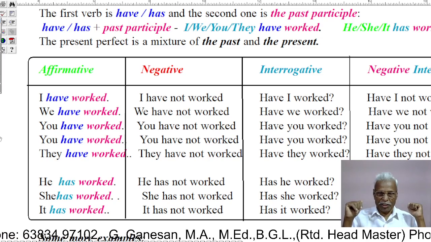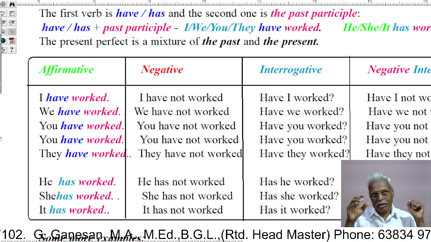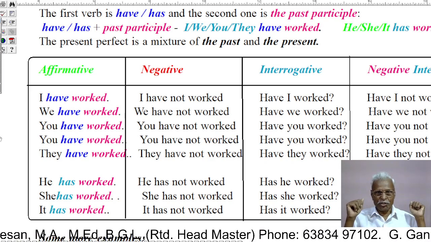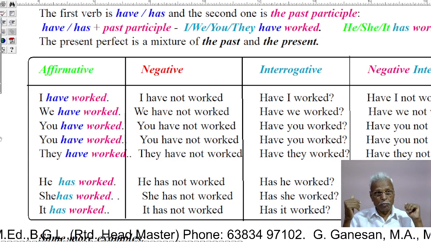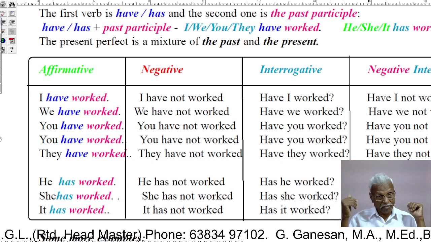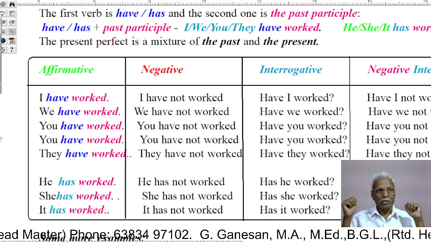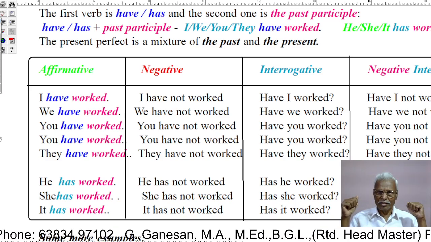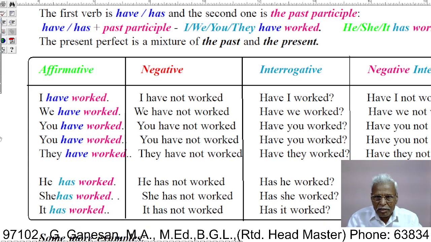I worked yesterday. Now the question is, if it is a simple past, then the question would be, did I work yesterday? But it is present perfect. So, I have to ask the question, have I worked? Have we worked? Have you worked?